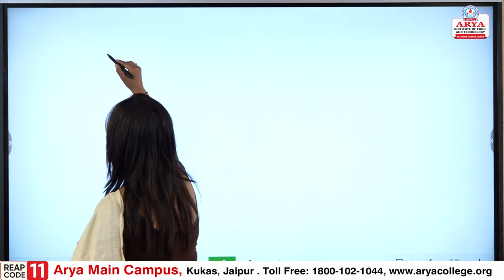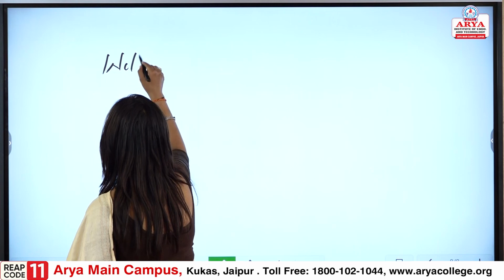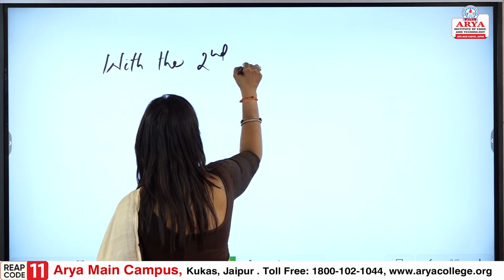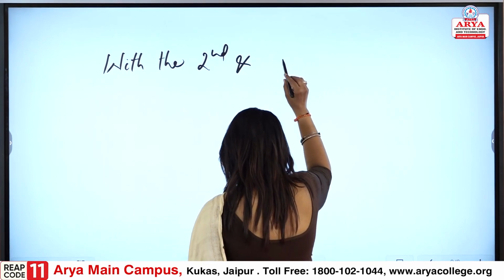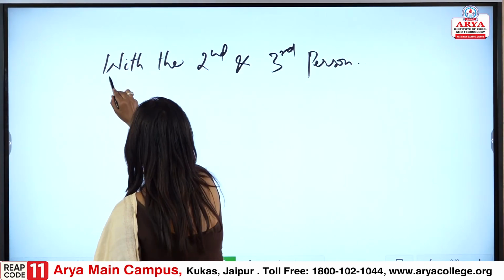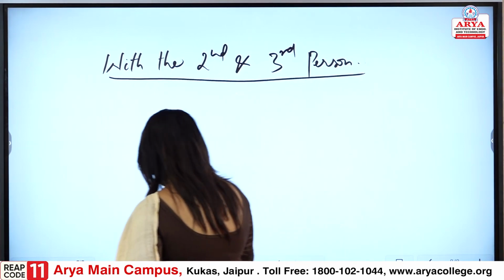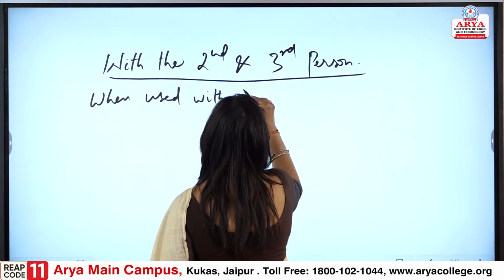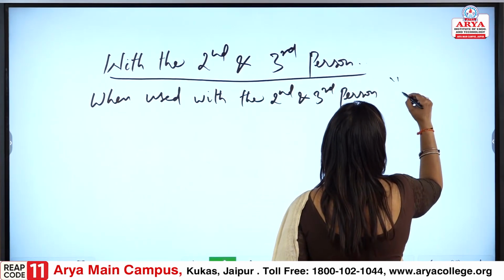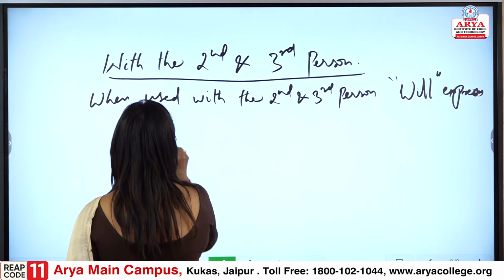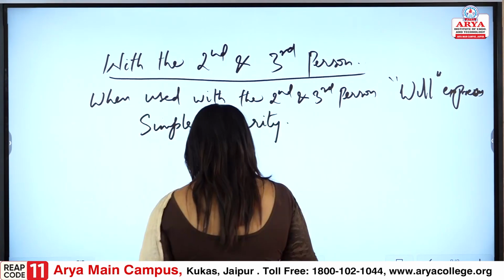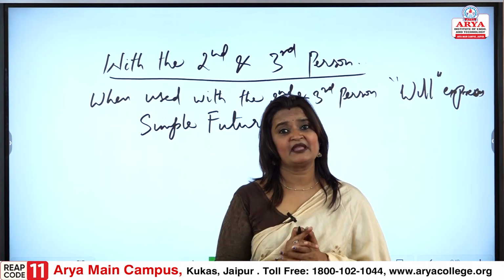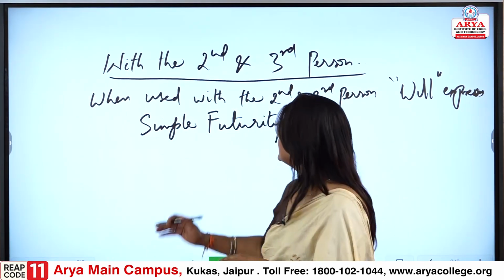with the second and third person. With the second and third person, how would we go? Fine, this is again an important point. When used with the second and third person, will expresses simple futurity. Fine. So, again this is very important to understand.